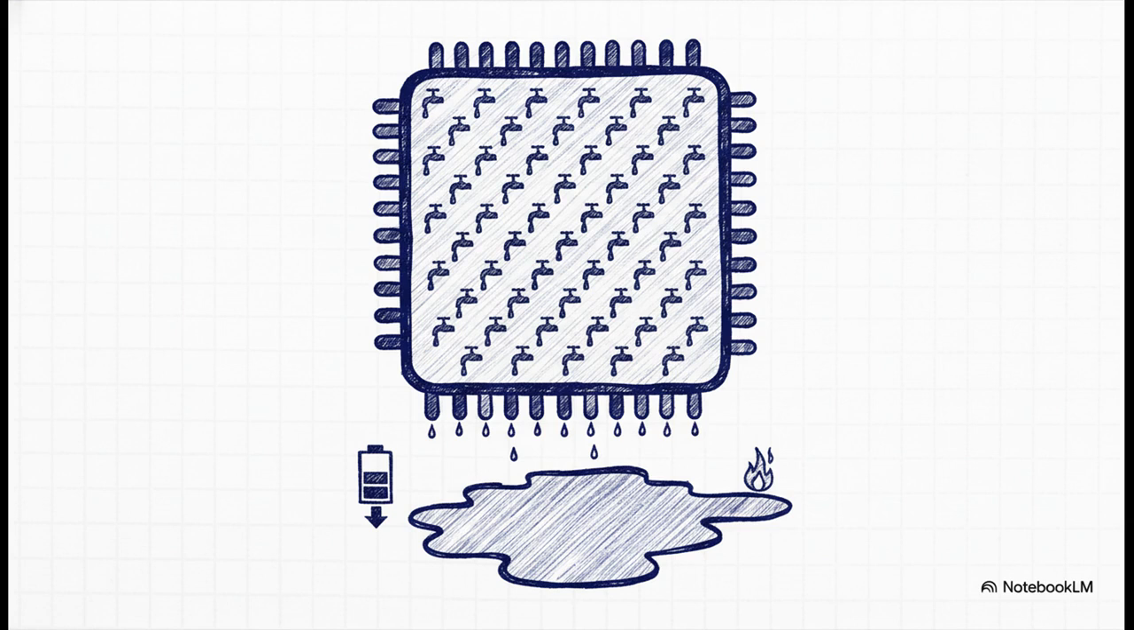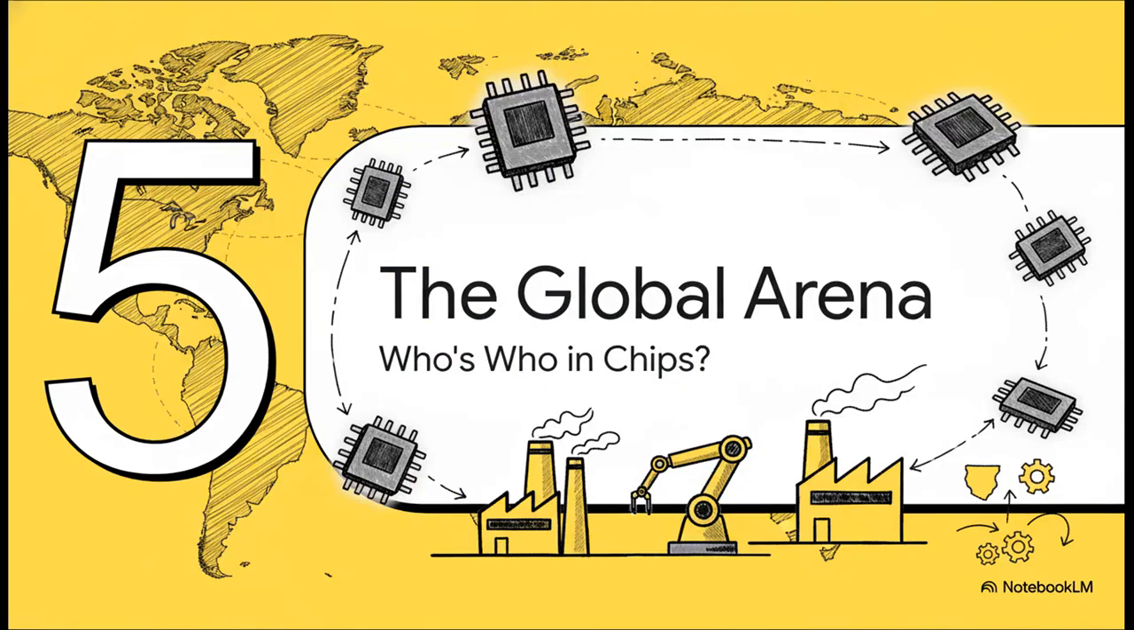Now, one leaky faucet in your kitchen? Not a big deal. But imagine you have 90 billion leaky faucets in your house. That's what we have on a single high-end chip. All those tiny drips add up to a huge amount of wasted power and, just as bad, a ton of heat.